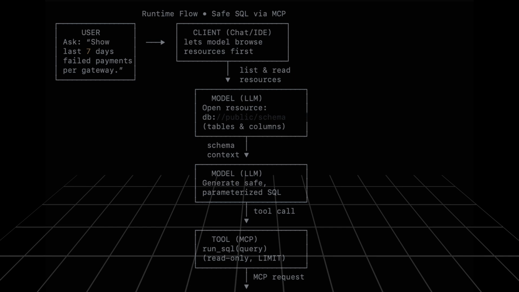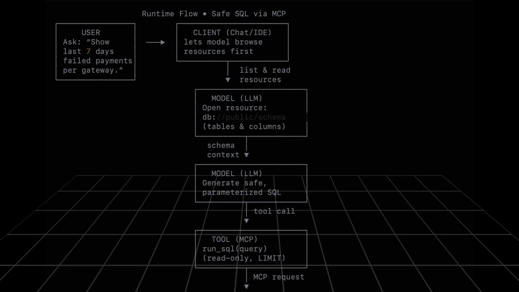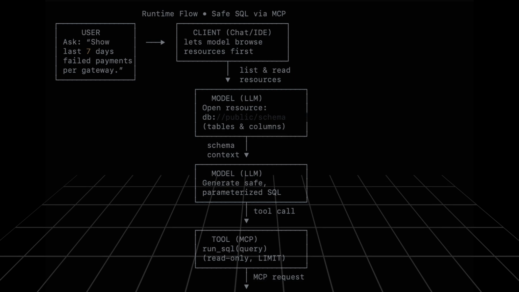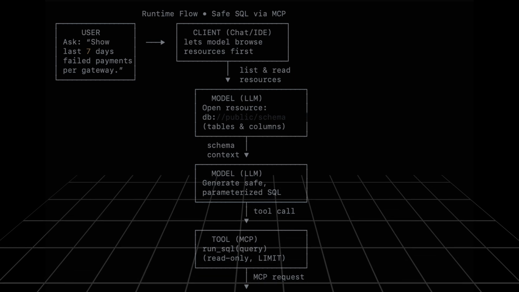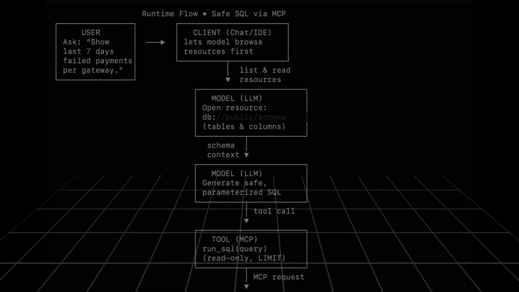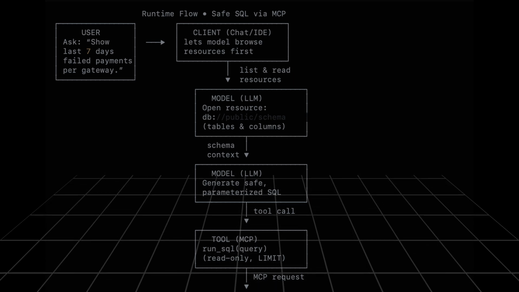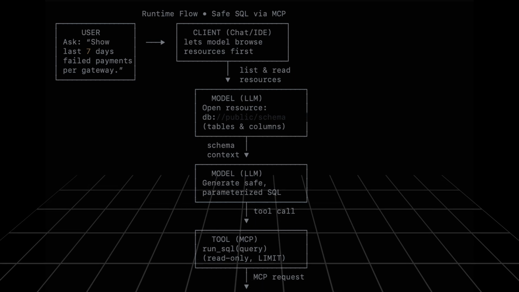Example: at runtime you ask, "Last 7 days, failed payments per gateway." The client lets the model browse resources first. So it opens the DB to discover relevant tables and columns. With that context, it generates a safe, parameterized SQL and calls the run SQL tool.